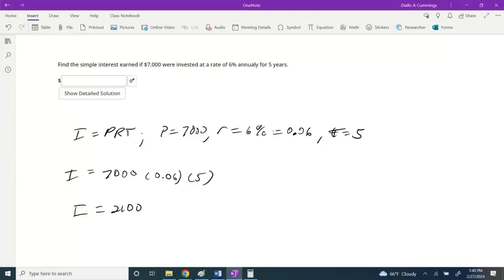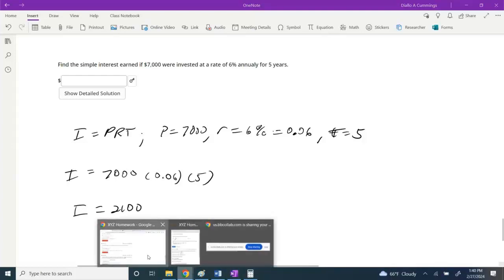So that doesn't give you the amount that's going to be in the account after 5 years. If you wanted the amount of money that's going to be in your account, you'd have to take the $7,000, which you originally deposited, and add to that the interest that you earned, and in your account you would have $9,100.